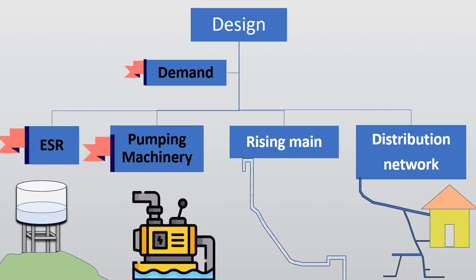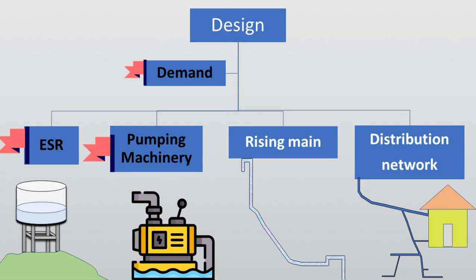In the previous video, we partially learned about the design of a water supply system. We covered the design of ESR and pumping machinery. In this video, we are going to design the rising main and distribution network. Distribution network design being software based, I will only introduce software which is designed in IIT Bombay. So let's get started with the rising main.